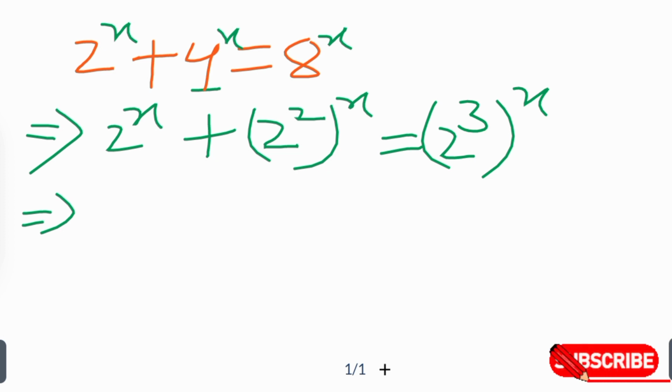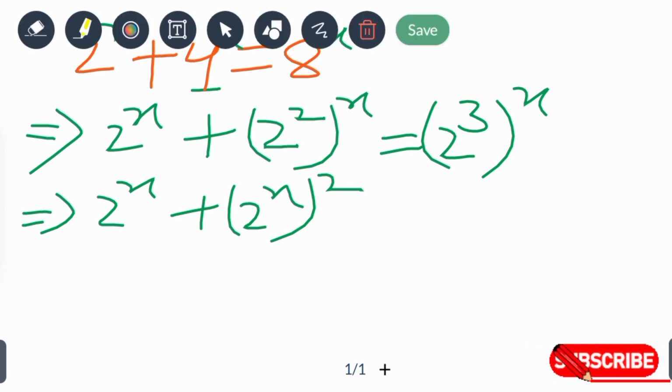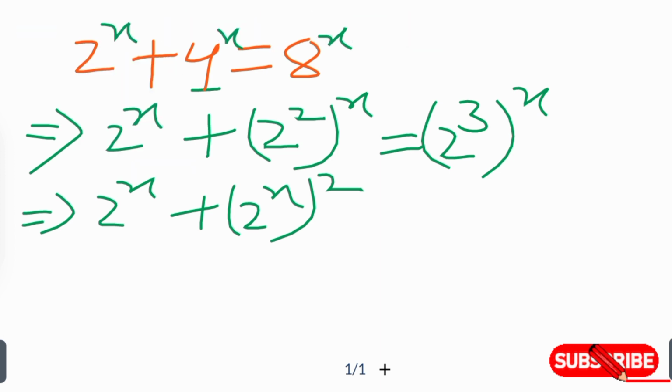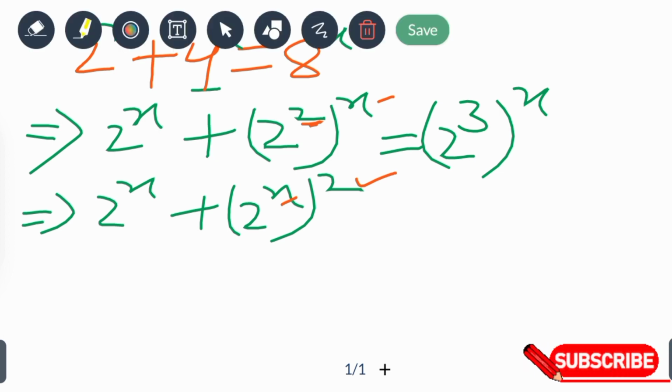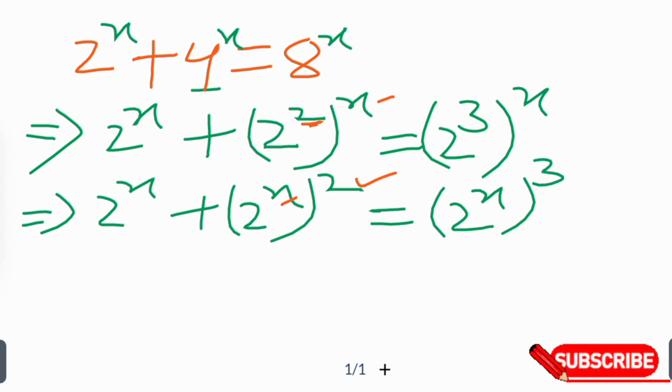Now let's do one thing. 2 to the power x plus 2 to the power x under bracket, we can make it square. I have just interchanged. If you see, this square I have written here, and this x I have written here. So these changes I have done here. Now equals to 2 to the power x under bracket, again power 3. So some changes I have done here.